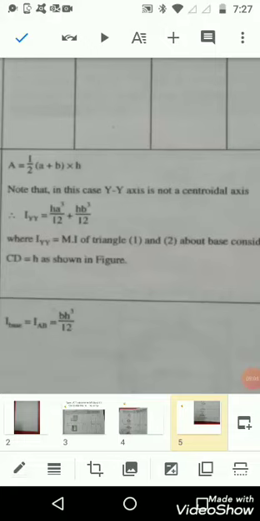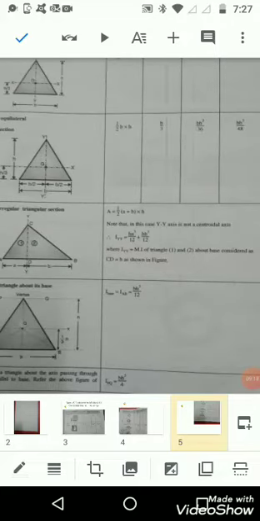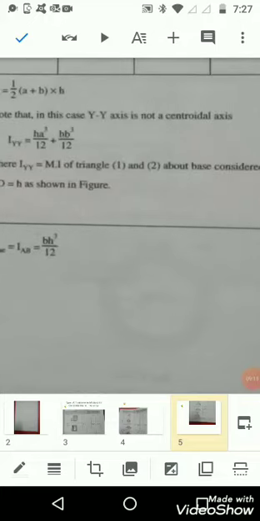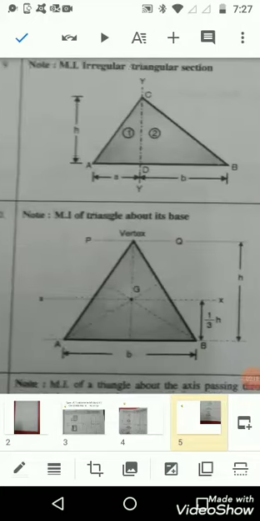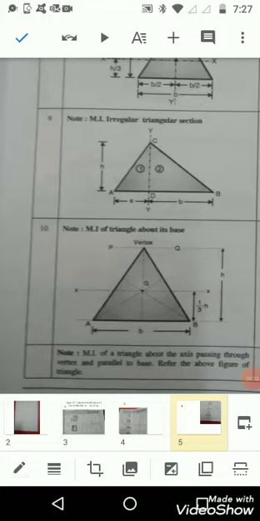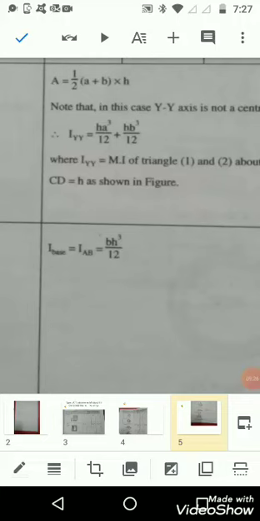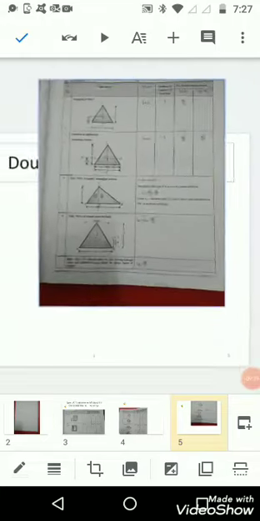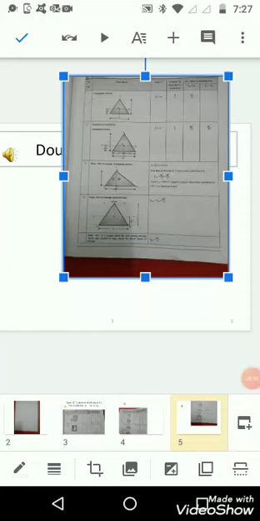Now here you can see again Iyy is equal to HA cube by 12 plus HB cube by 12 for this section. Similarly, the moment of inertia of a triangle about its base is BH cube by 12. So you just need to refer to this page whenever you need to solve a problem or if you don't have the formula. Every problem which we are going to solve, I will give the formula. Moving to the next slide.